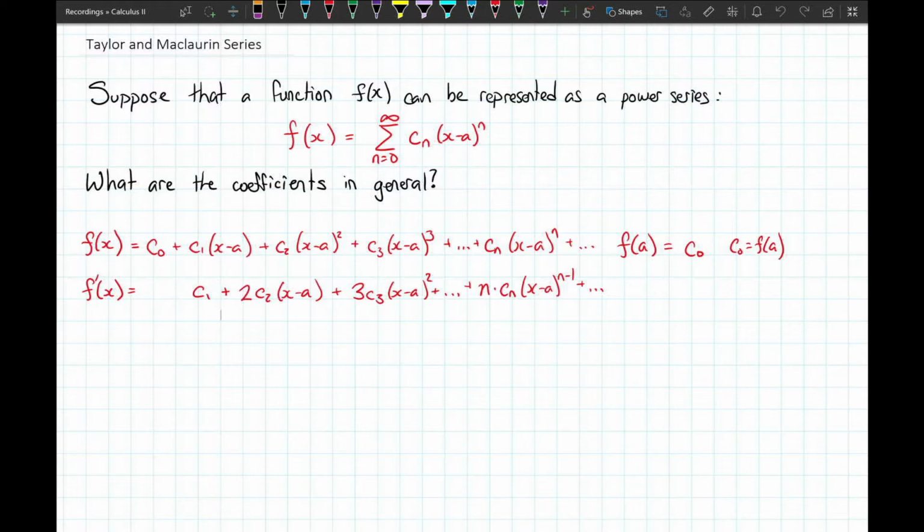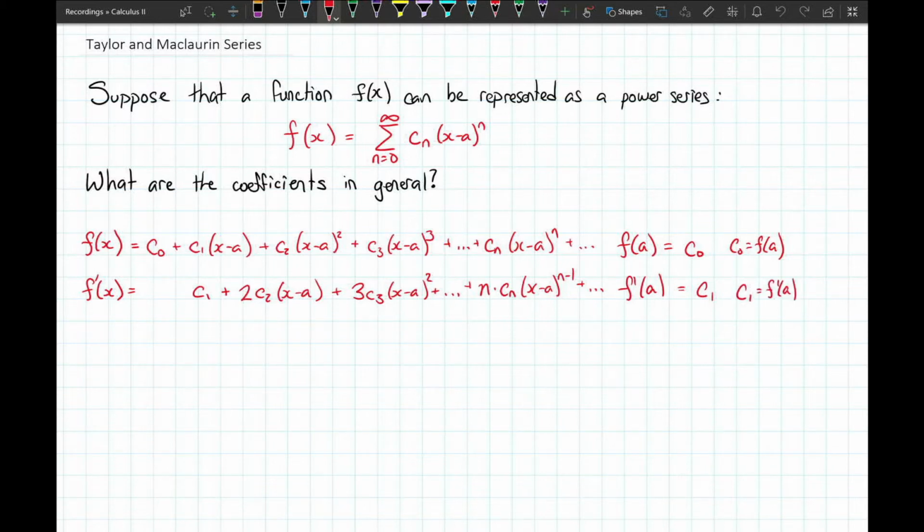With all of those power rules, we see the power drops by 1 and we multiply the coefficient by the old power. Now that we've done that derivative, again, if we just plug in x equal to a on the left and right hand sides of that equation, we'll see that c1 must be equal to f prime of a. And that gets us our second coefficient.